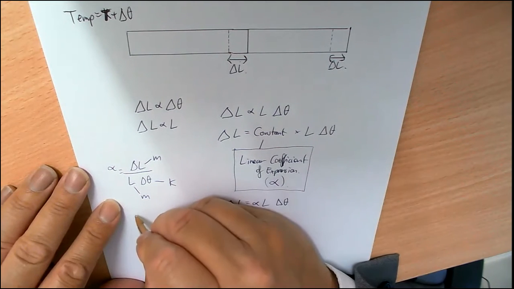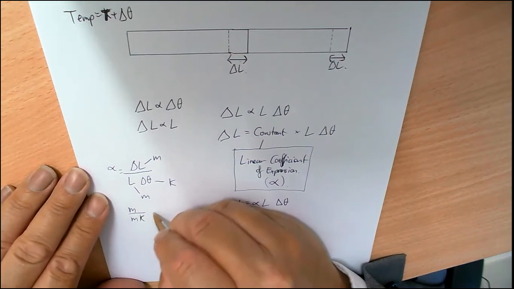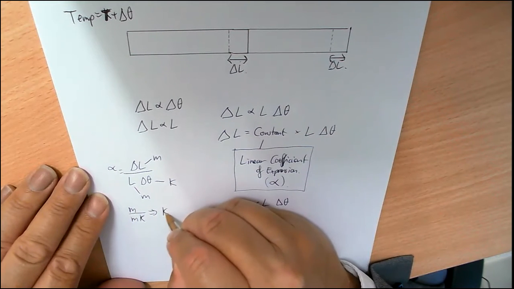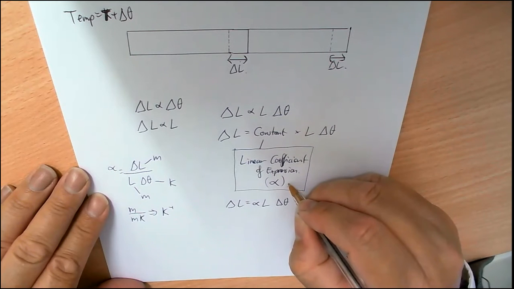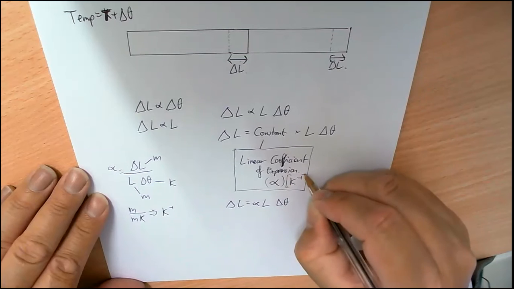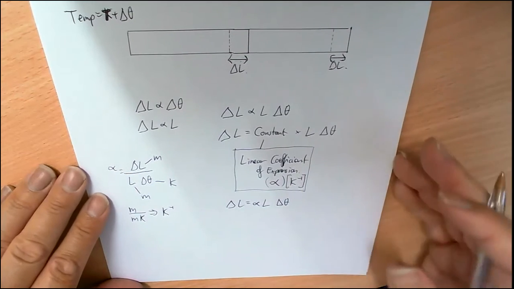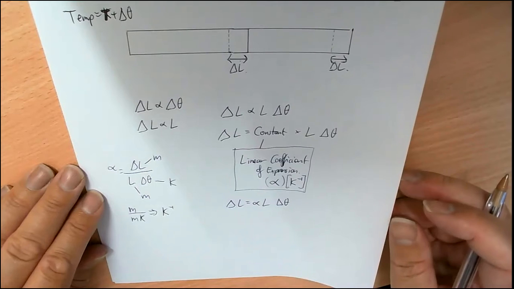So what we're looking for is meters over meters kelvins. And that implies kelvins to the -1. So the linear coefficient of expansion is in kelvins to the -1. Okay, that's the unit for it. So what does it all mean? Well, it means a lot of different things.